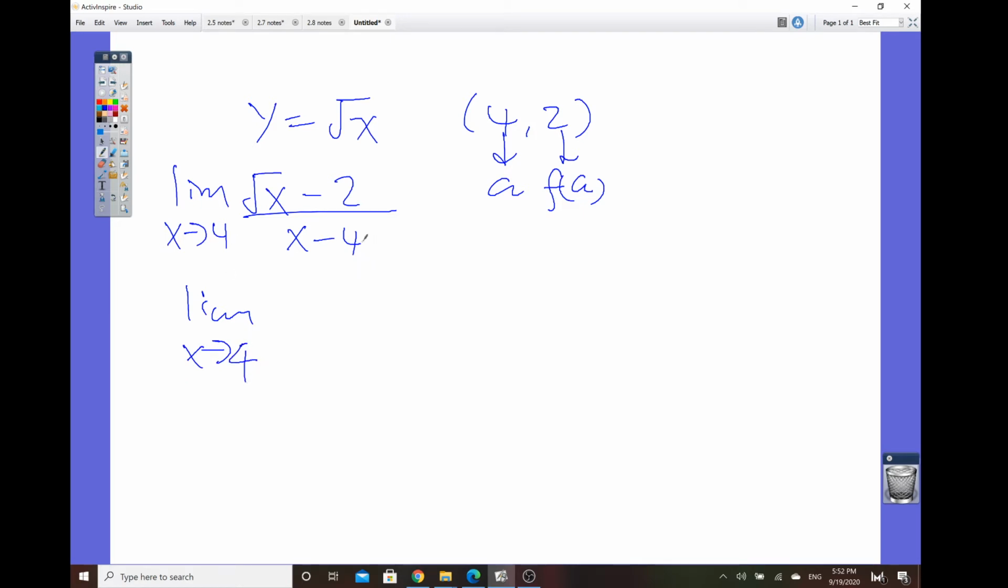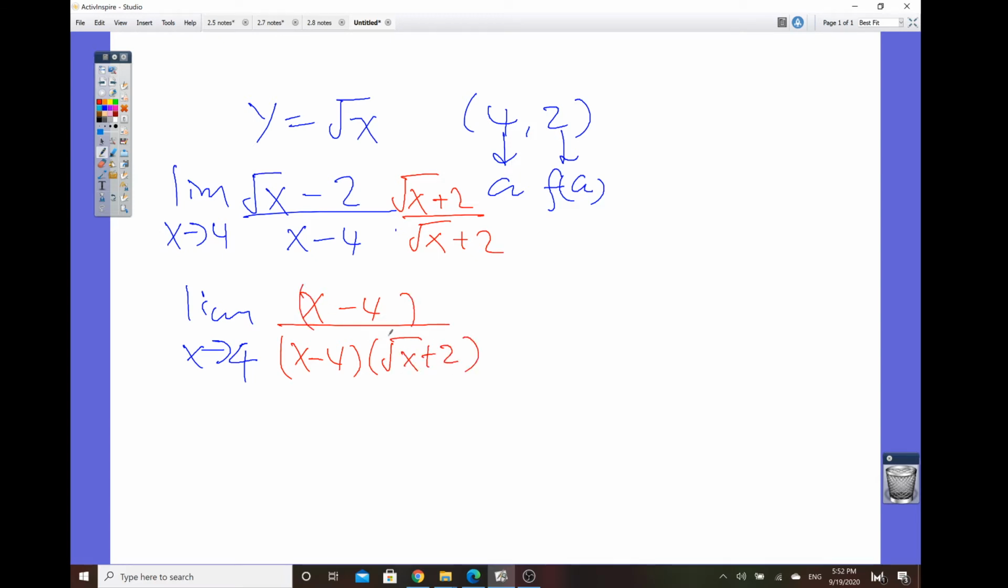Again, you cannot just plug in 4 because that would be undefined. So multiply top and bottom by root x plus 2. So what we found here is x minus 4. Now the denominator, you don't want to distribute, you don't want to FOIL, just leave it the way it is. We just want to keep it in factored form. And the purpose of doing this, guess what? We can reduce. So now we got the limit as x goes to 4 of 1 over square root of x plus 2. No more restrictions, so that means we can plug in the number.